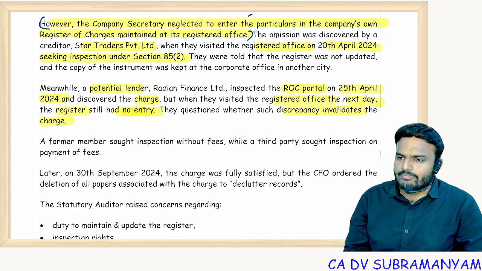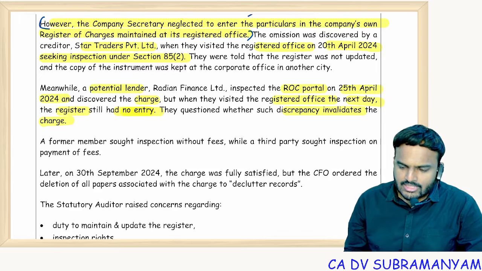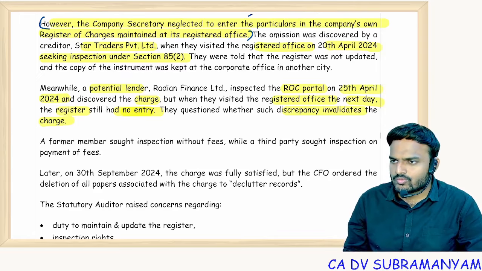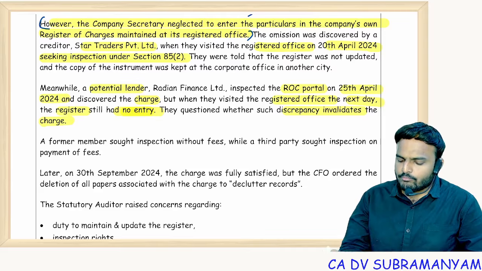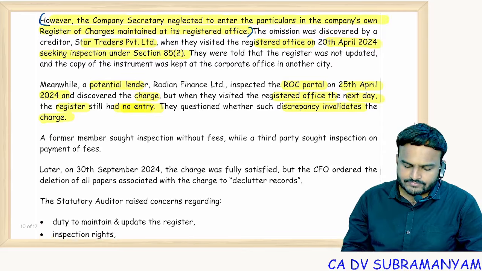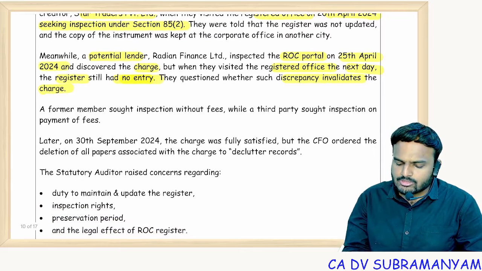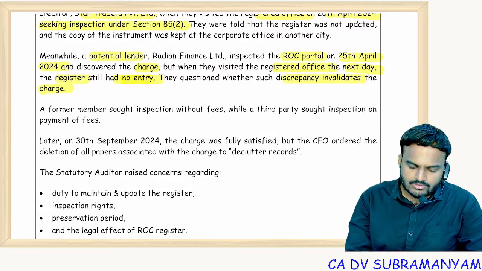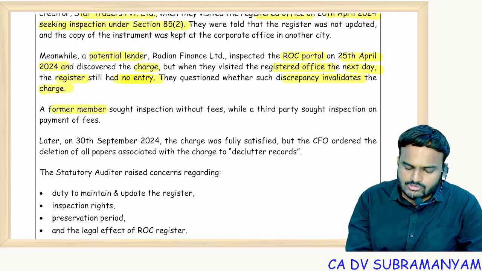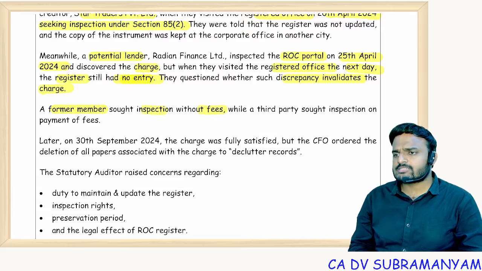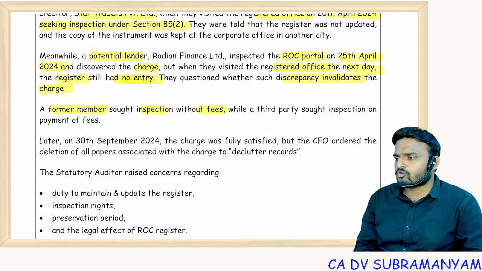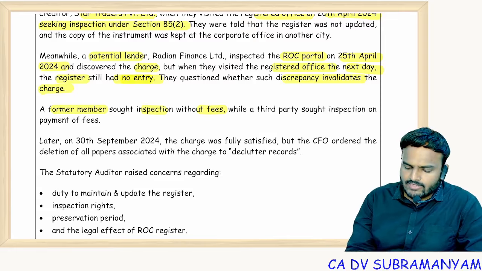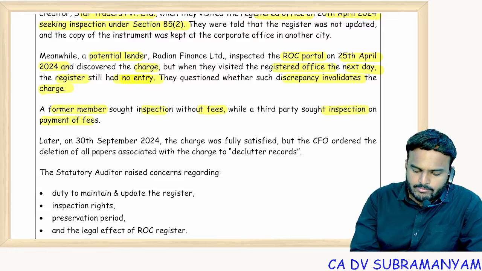So failure to update the register, do you think the charge was not registered? No. If the MCA portal is showing that the charge was registered, that is conclusive evidence. The company register not showing the charge will not be treated as invalidating it. The charge is valid only. A former member sought inspection without fees? Yes, members and creditors can inspect the registers without payment of any fees, while a third party seeks inspection on payment of fees.